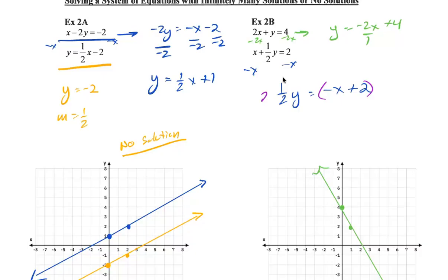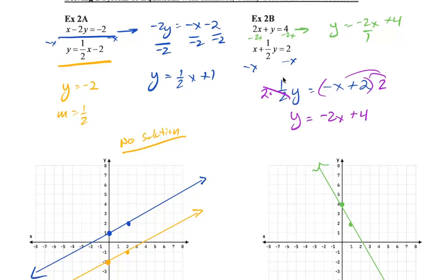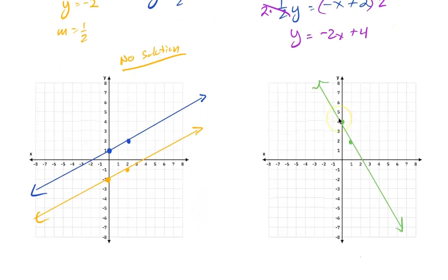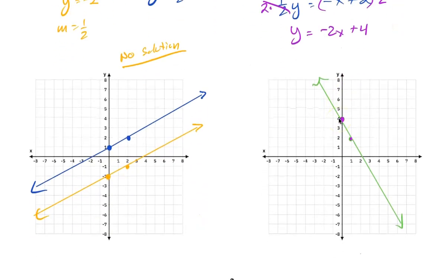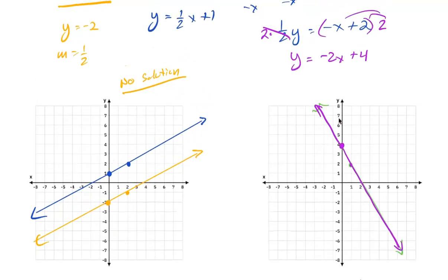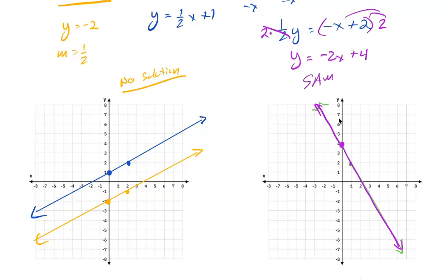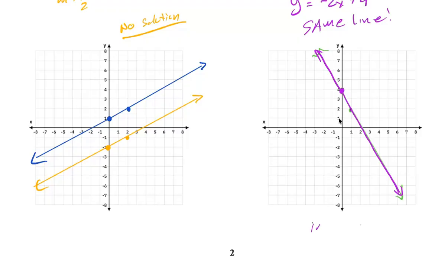Times it by 2. So the product, these would cancel out, and I would get y equals negative 2x plus 4. And if you notice, that's the exact same line. So this one, you get the exact same graph. So that means that there's infinitely many solutions because it's the exact same line. So same line. So infinitely many solutions.